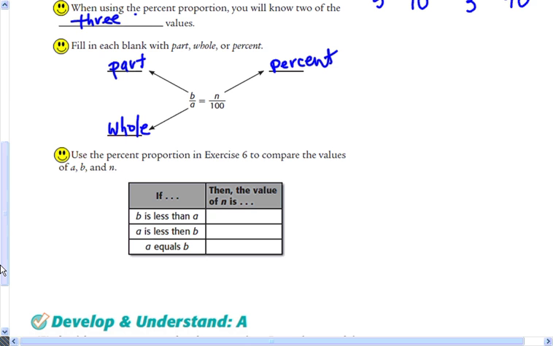Use the percent proportion in exercise 6 to compare the values of A, B, and N. If B is less than A, then the value of N is less than 100, so less than 100%. If A is less than B, then the value is greater than 100. And if A equals B, then we have 100%.